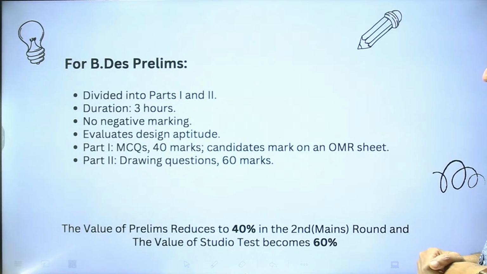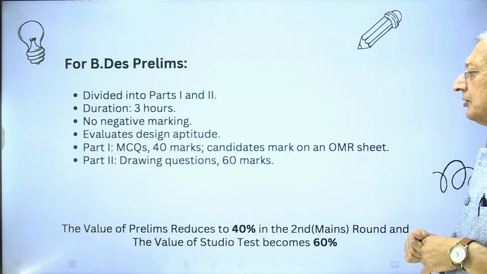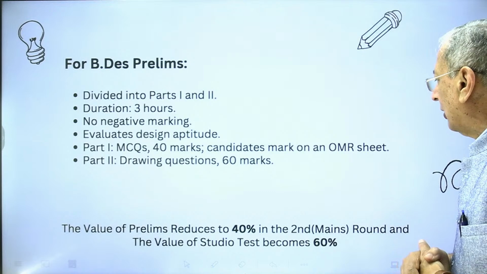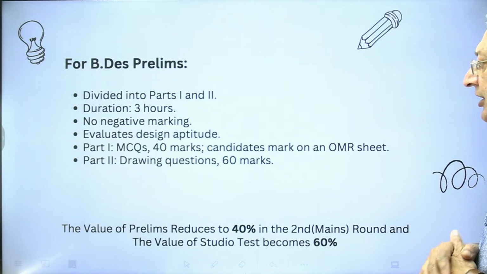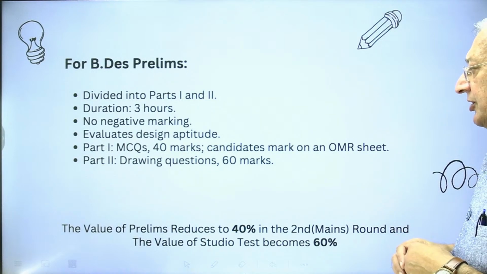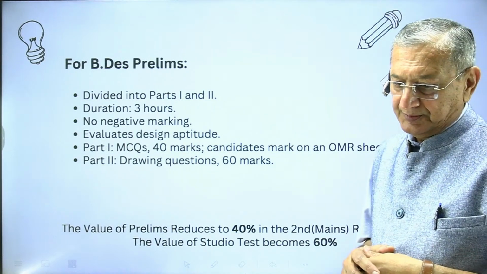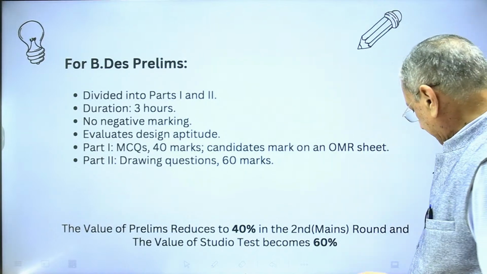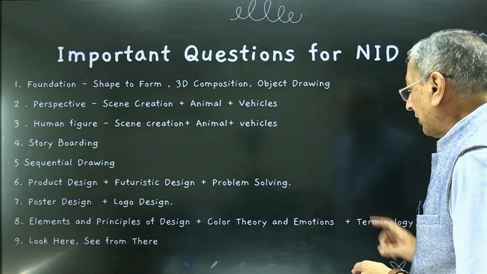B.Des prelims is divided into part 1 and 2, duration 3 hours, no negative marking, and it evaluates design aptitude. Part 1 is MCQ, 40 marks, where the candidate marks answers on an OMR sheet, and the drawing questions carry 60 marks. There are actually 4 questions in that. I'm talking of the drawings.